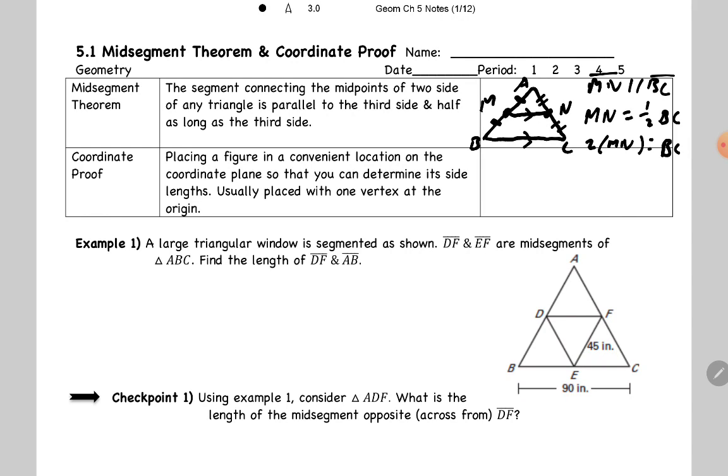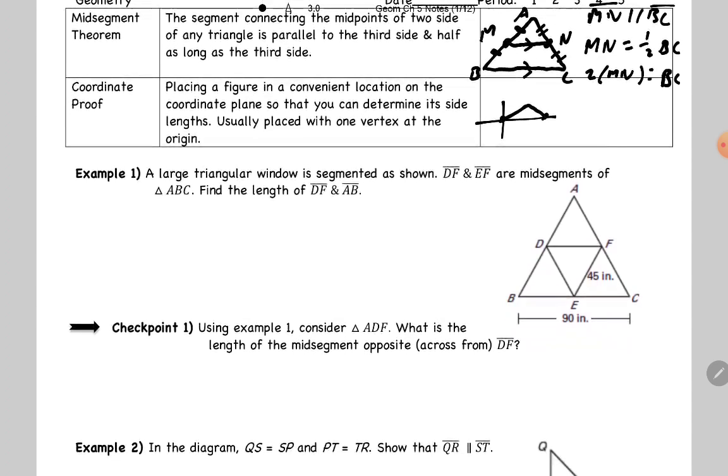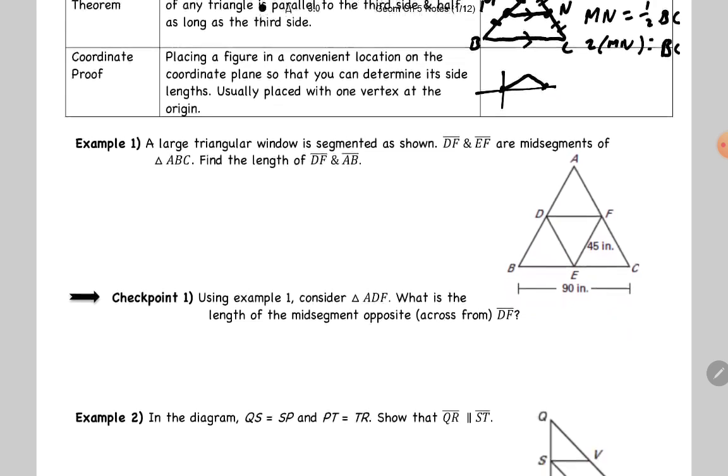And then a coordinate proof is placing a figure in a convenient location on a coordinate plane so you can determine its side lengths. Usually you place it at the origin, so one of the vertexes, say if I'm doing a triangle, I would place the vertex on the origin there, and it just makes it easier for you to find the lengths of the triangle when using the distance formula. But here we go. Example 1.